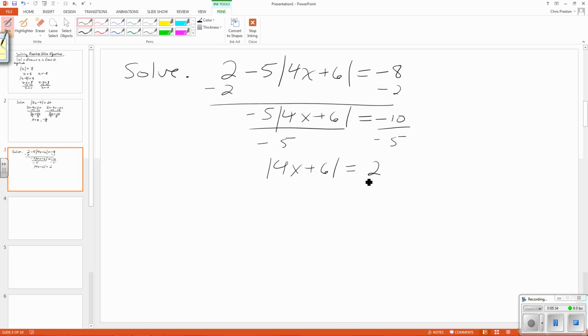Now that is what I'm going to write my two equations of. So 4x plus 6, whatever's in here, has to be 2, or whatever's in here has to be -2.